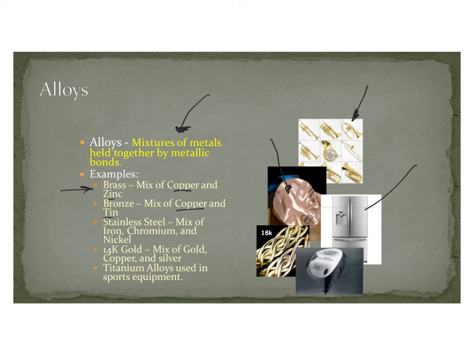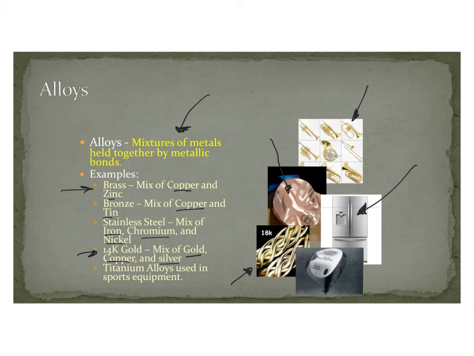Stainless steel, very popular in appliances right now, is a mix of iron, chromium, and nickel. And 14 karat gold. Pure gold is 24 karat. If you have a number smaller than 24 karat, your gold is actually mixed. Some gold, copper, and silver are what they put into 14 karat gold. And they do that because pure gold is pretty soft.